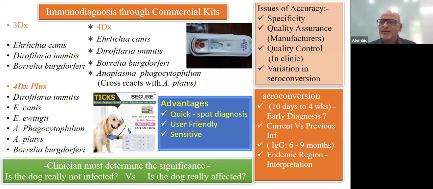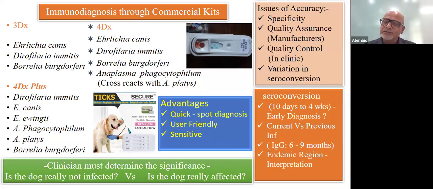In this case, I don't know how many of you have experienced this, but you get a positive reaction for Anaplasma phagocytophilum, the organism which is not reported from India. So it is a cross reactivity. Ehrlichia canis cross reacts with Anaplasma phagocytophilum. Even Anaplasma platys also cross reacts with that.